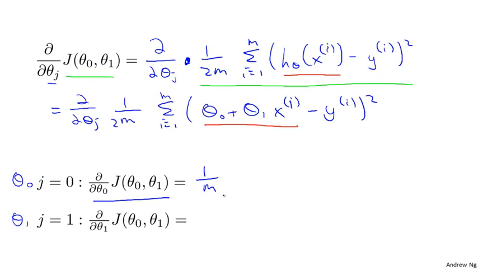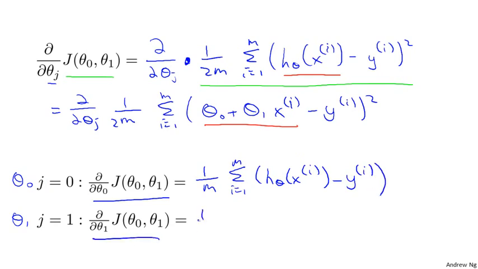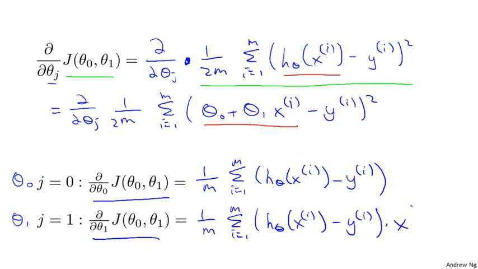It turns out this first term simplifies to 1 over m, sum over my training set of just that, h of x i minus y i. And for this term, the partial derivative with respect to theta 1, it turns out I get this term, h of x i minus y i times x i. Okay? And computing these partial derivatives, going from this equation to either of the equations down there, requires some multivariate calculus. If you know calculus, feel free to work through the derivations yourself and check that if you take the derivatives, you actually get the answers that I got.